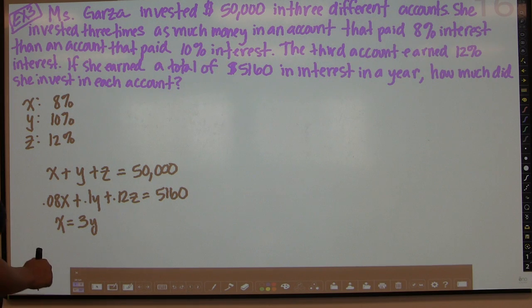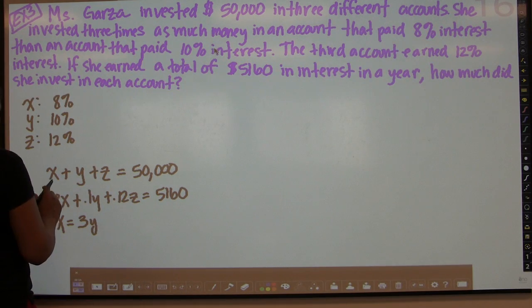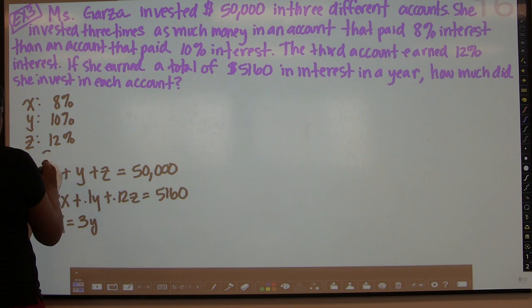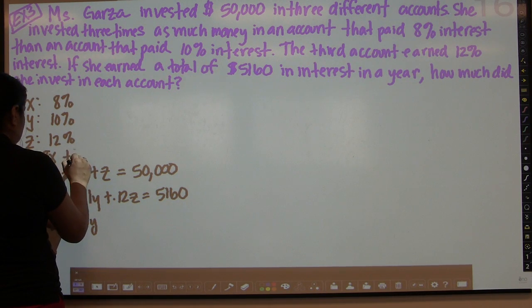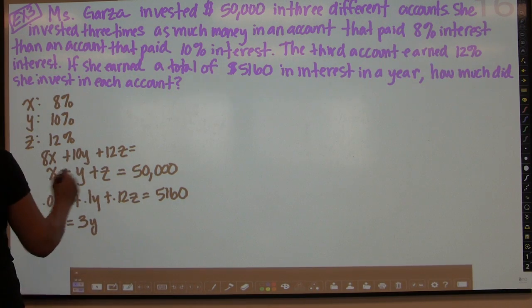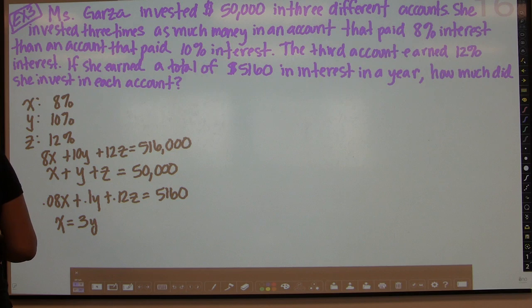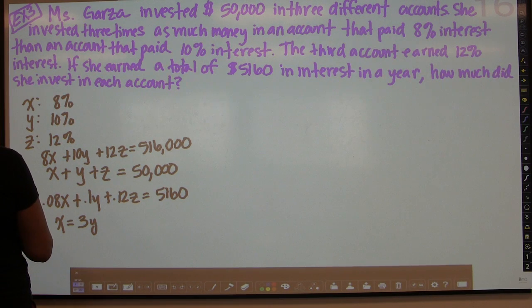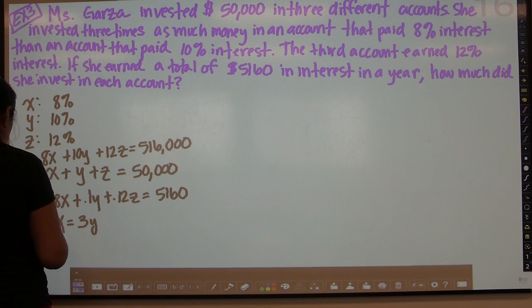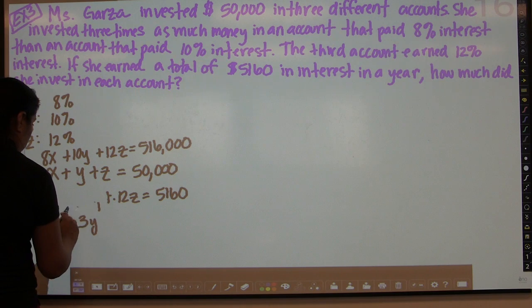I will tell you that it is easier for us to multiply this second equation by 100 to get rid of all those decimals right off the bat. So I'm going to do that right away and put 8x plus 10y plus 12z equals 516,000. That's going to help us get rid of all of those crazy decimals. So I'm going to erase this decimal equation now. We don't need it anymore.